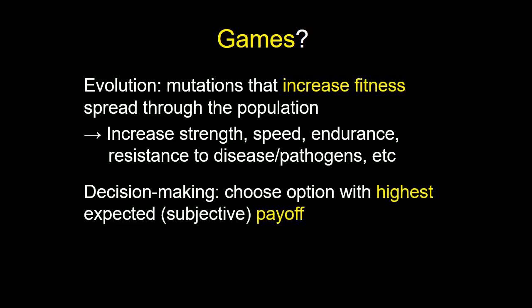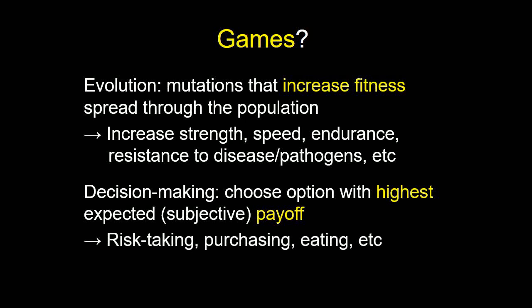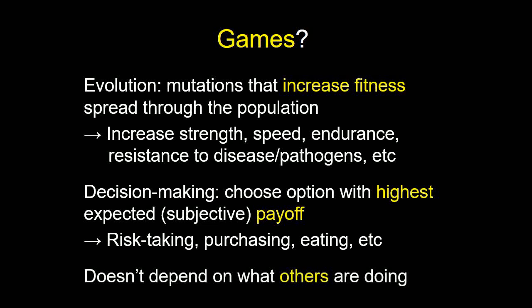And in the context of economics and decision making, most of decision making is that you try to figure out which option is going to give you the highest payoff, and you pick it. It's usually things like risk taking, what thing do you want to buy, what do you want to eat, how much do you want to save for the future versus spending now, etc. All of these examples are things where each option has some value, and that value might depend on who you are and on the situation, but it doesn't depend on what other people are doing. These are what we call individual choice problems.